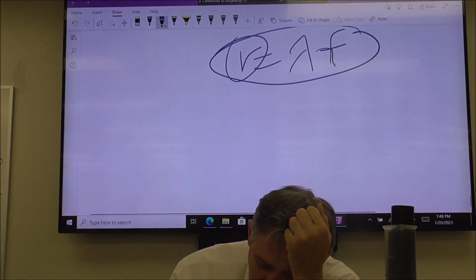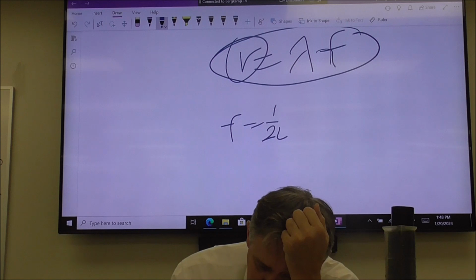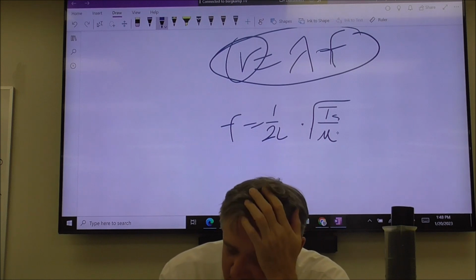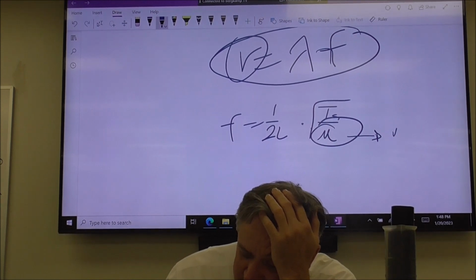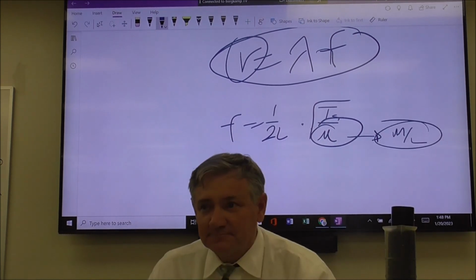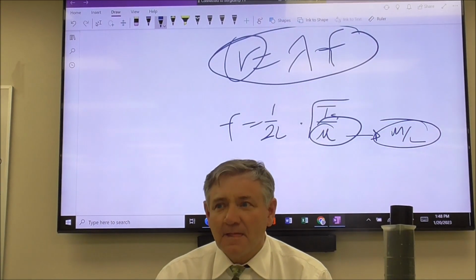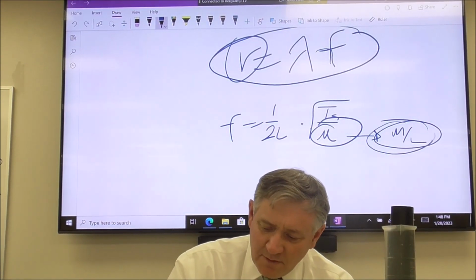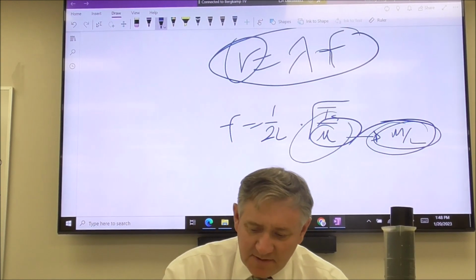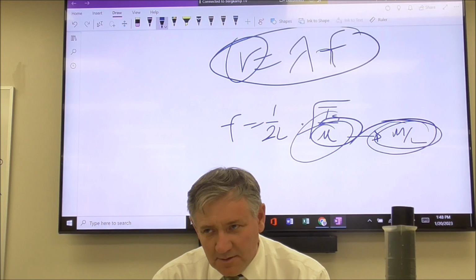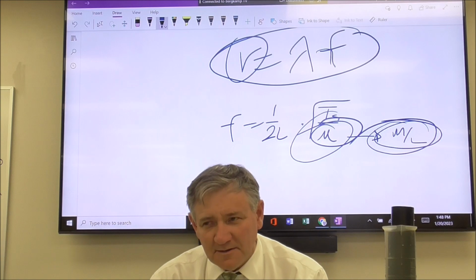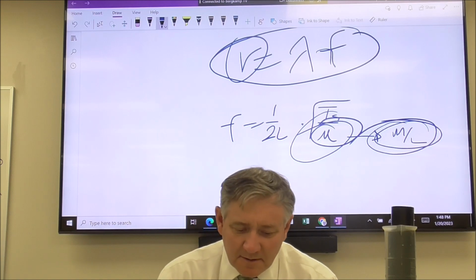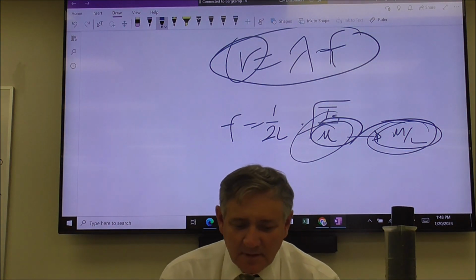I said it decreases the pitch because I looked it up and it said your voice goes hoarse. So this mu is mass per unit of length. So here's the story. When your vocal cords are inflamed, what's going to happen to that value of mu? It increases. So you're going to be dividing by a bigger number, which gives you a smaller number and decreases the frequency.